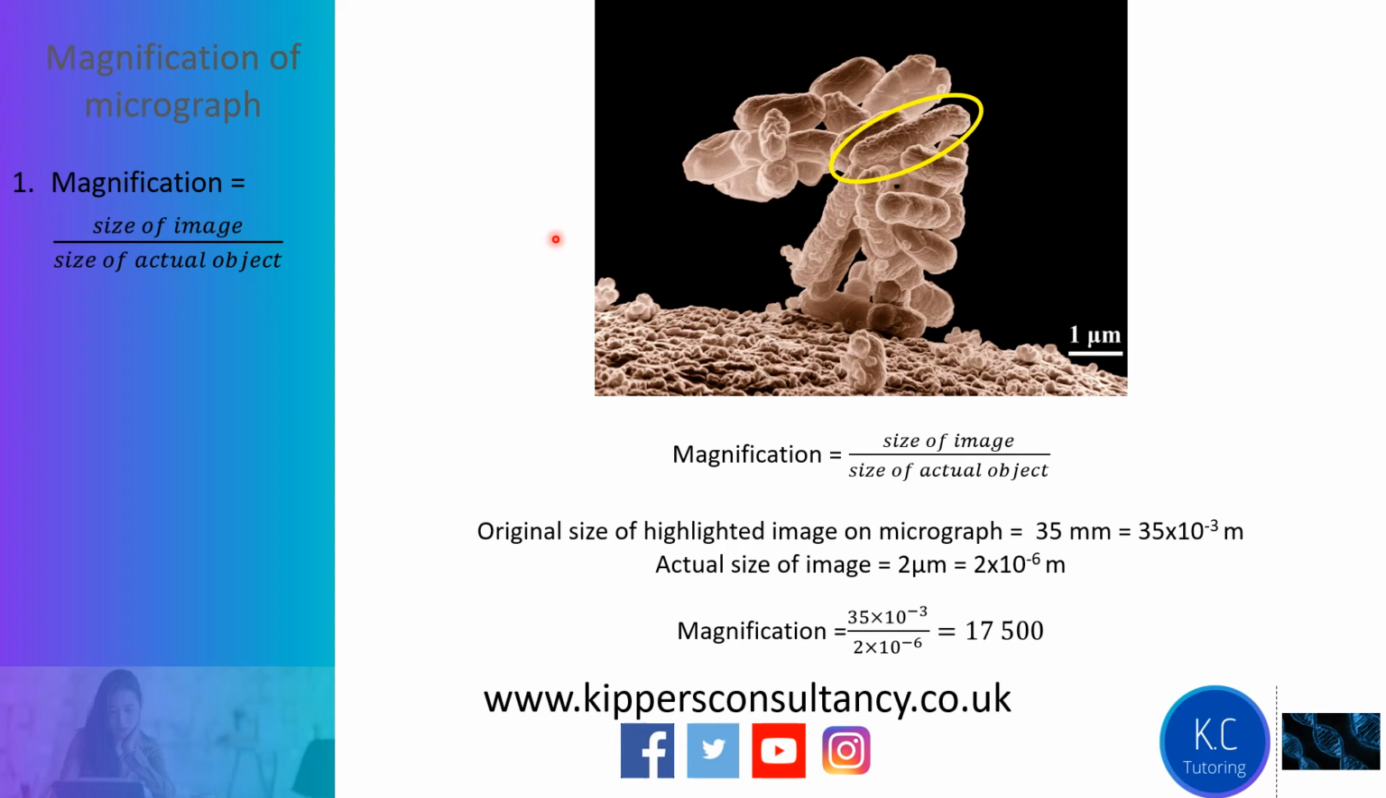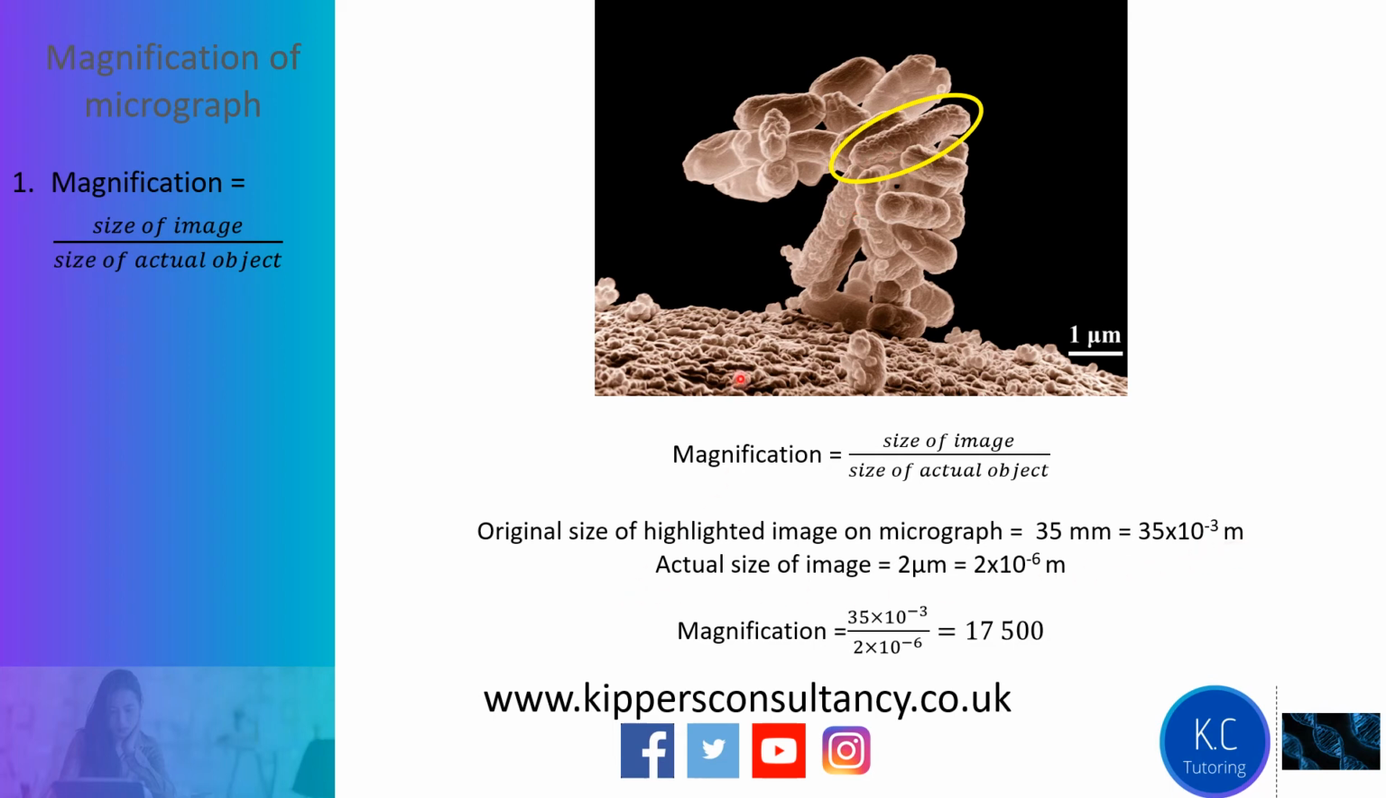Magnification is the amount by which the image of an object is enlarged. To calculate the magnification of a micrograph, we find the size of the image and we divide it by the size of the actual object. This is a micrograph of E. coli bacteria. I've already measured the length of the highlighted bacteria on the original micrograph, and that was 35 millimeters. 35 millimeters is equal to 35 times 10 to the minus 3 meters.